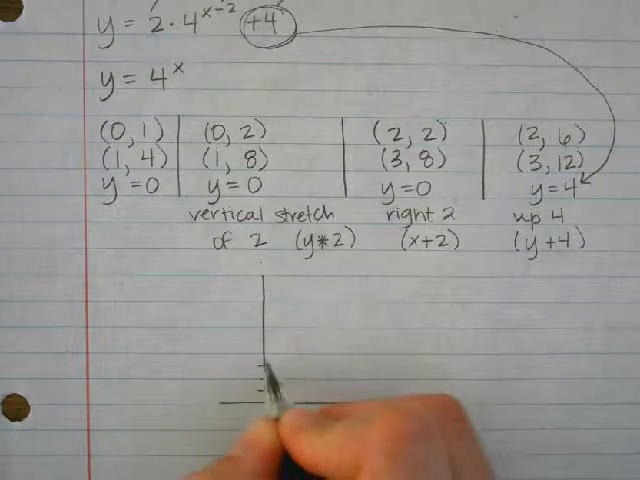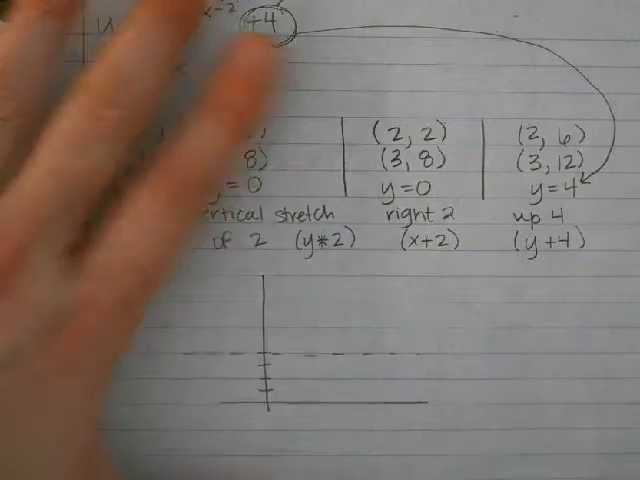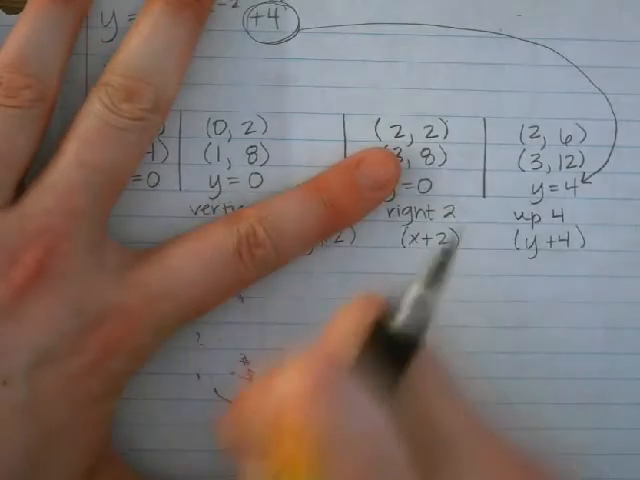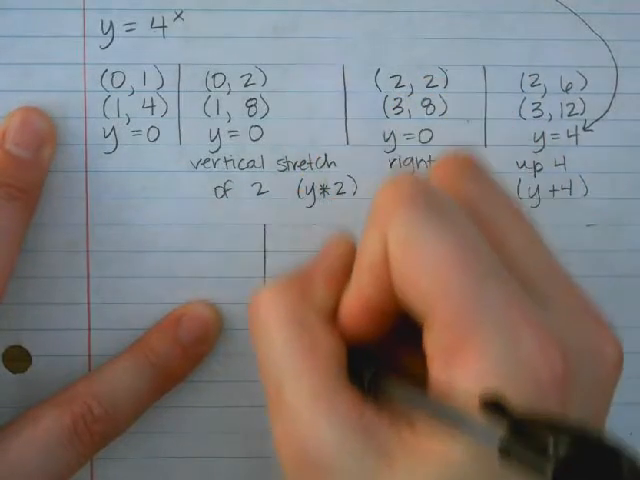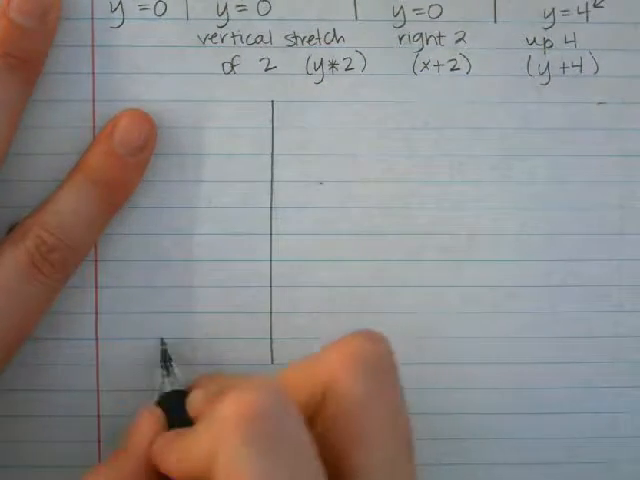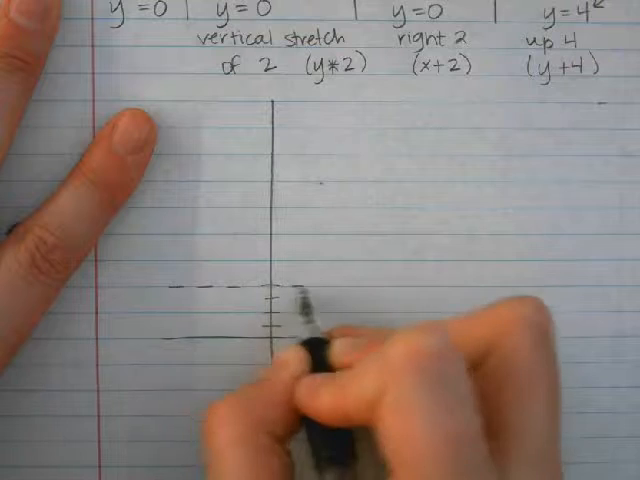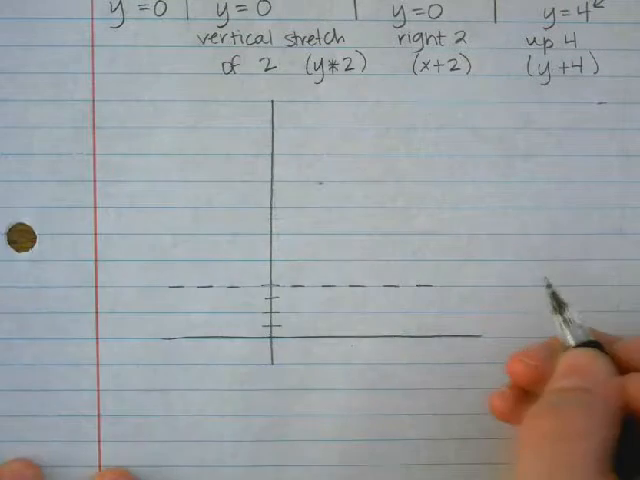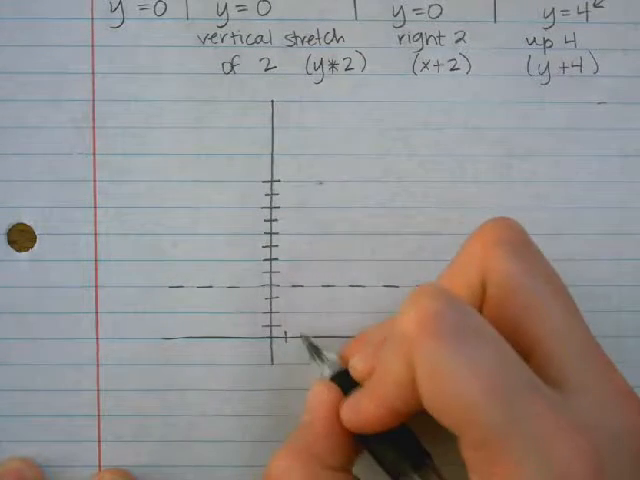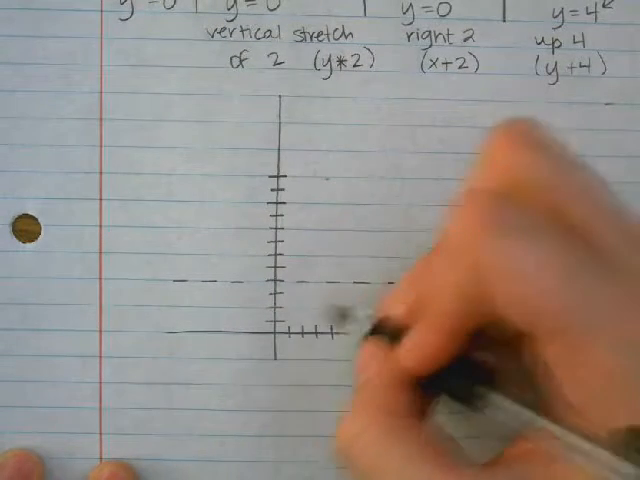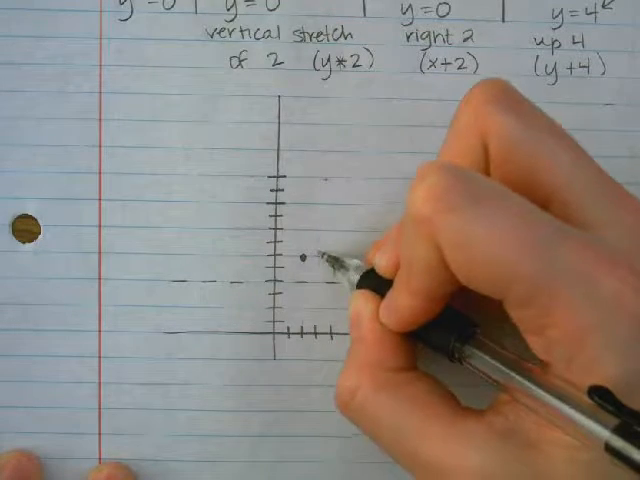1, 2, 3, 4. I got my horizontal line of 4. I don't think I made my graph big enough. I'm going to redraw mine. So go ahead and put your dotted line at 4 on your paper. And then we have a point at (2, 6). And we have a point at (3, 12).